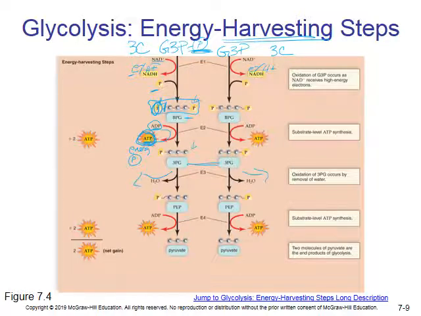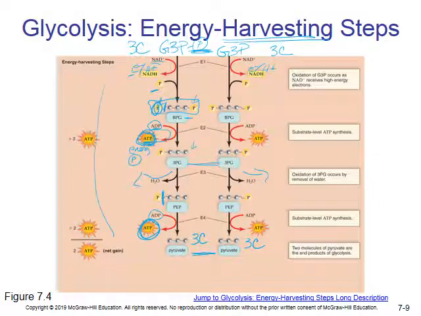And now we're going to do the same exact thing again. We're going to break off this phosphate, break this bond. We're going to take energy out and the phosphate, and we're going to make more ATP. And our final product with glycolysis is pyruvate. And you can see this is still a 3-carbon.